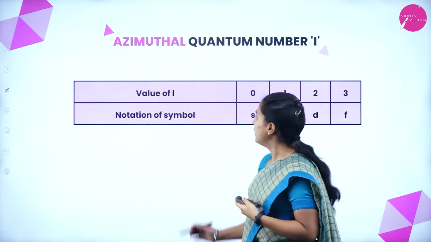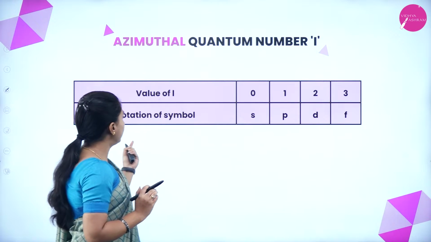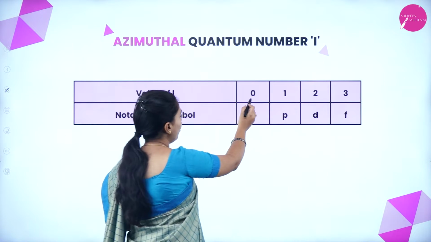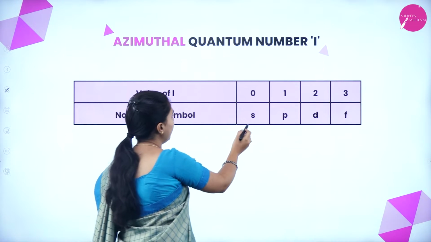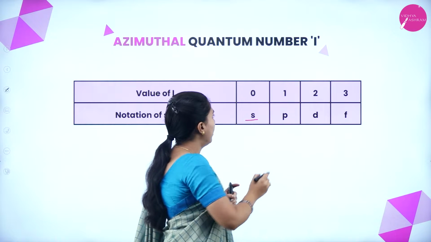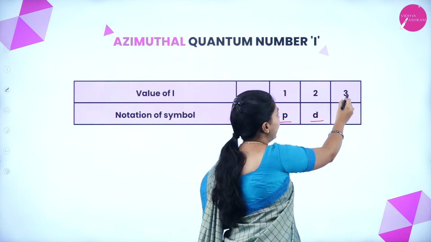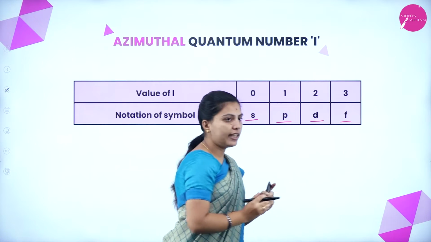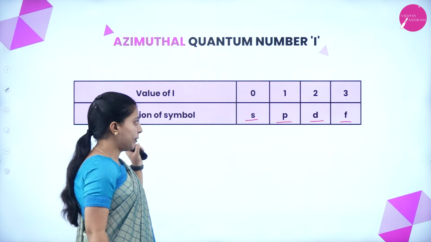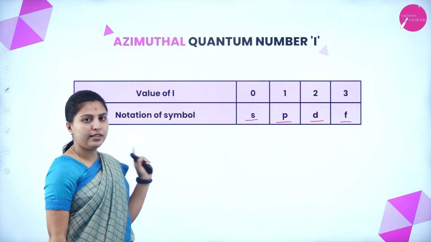Next, here we can also see the azimuthal quantum number with the notation of symbols. When the value of l is 0, the symbol is s, that is the sublevel. When l equals 1, it is p, l equals 2 is d, l equals 3 is f. This table is very important when you are doing problems based on orbitals. So you have to remember this table.